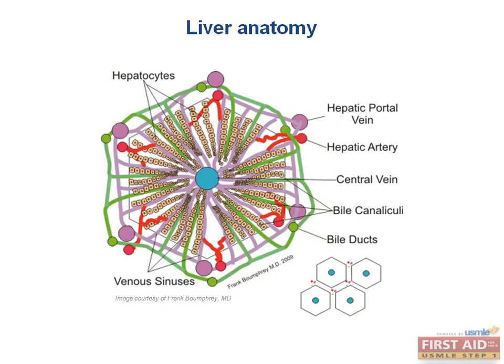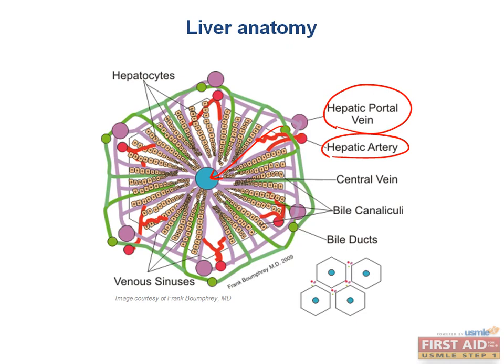The hepatic portal vein, which you can see here, brings in the majority of the blood supply and comes from the venous drainage of the GI tract. Hence, it's nutrient-rich but oxygen-low. The hepatic artery supplies the oxygen-rich blood and thereby supports the hepatocytes and other liver cells. The blood then flows through this network of hepatocytes and ends up at the central vein.